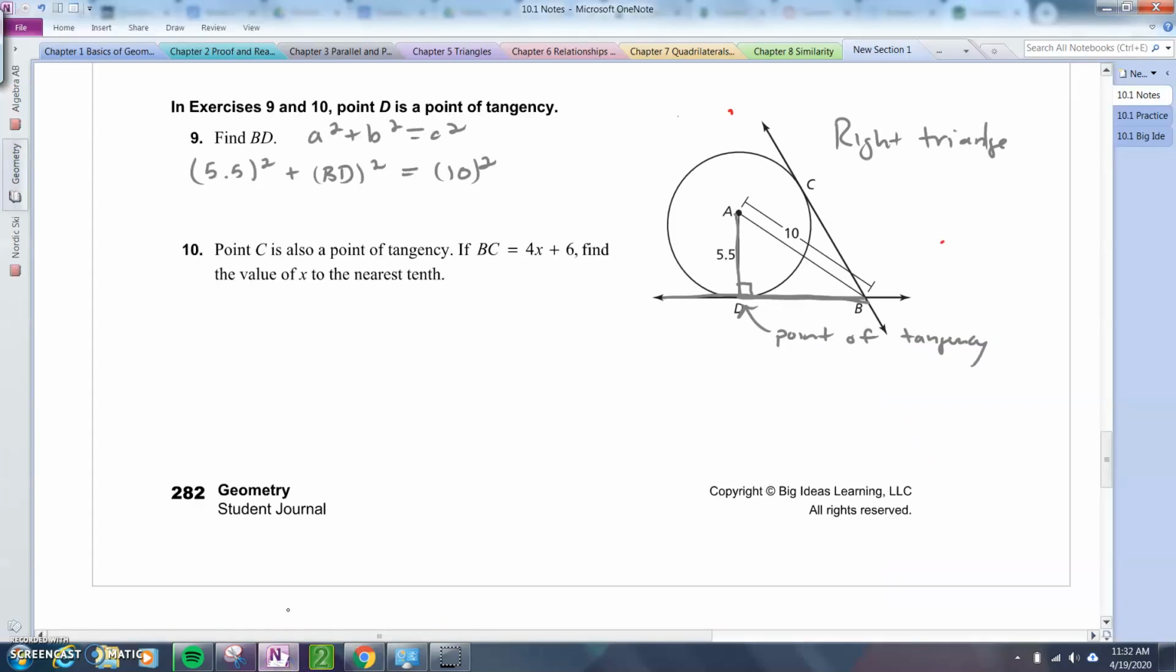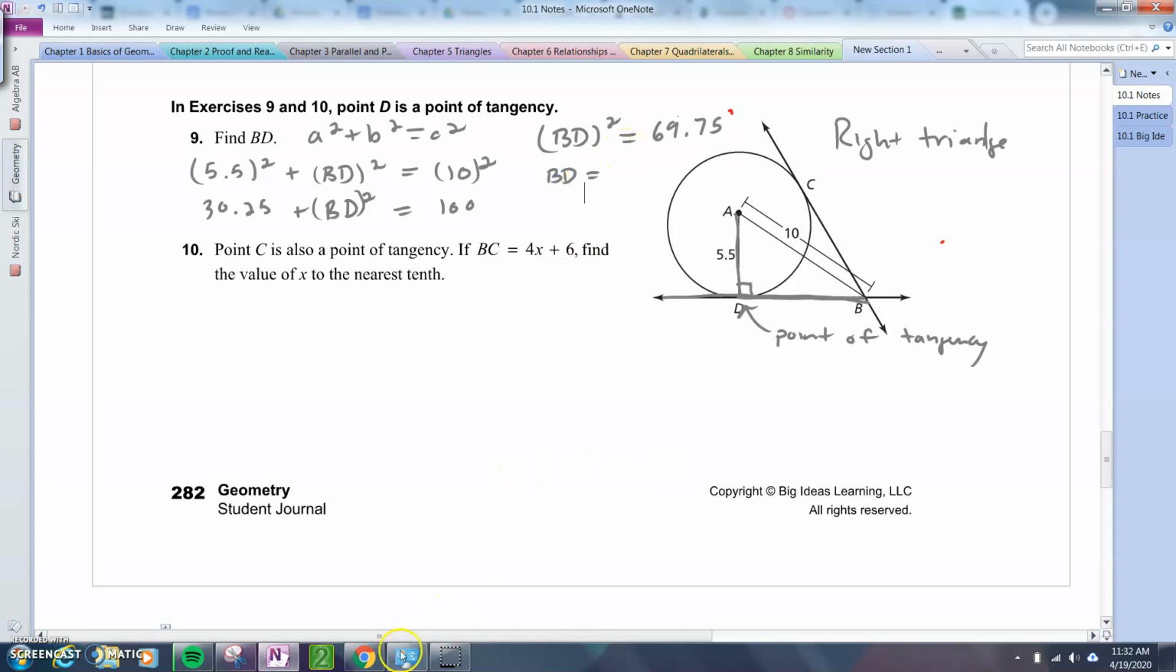So let's jump back to my notes here. So I have 30.25 plus whatever this segment is, BD squared. We don't know what it is yet. And then 10, which is 100. Well, I'm running out of space here. I'm going to bring this up here. BD squared is going to equal 100 minus 30.25. So that's going to bring us to 69.75. And we're just going to need to take the square root of both sides to find that BD.